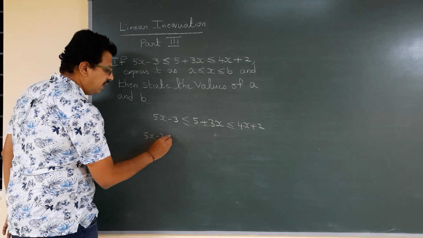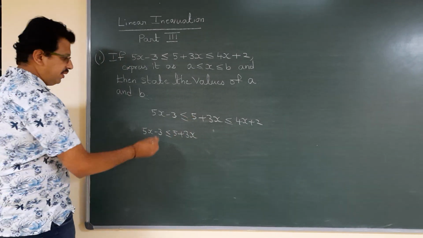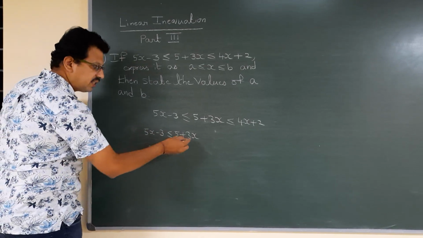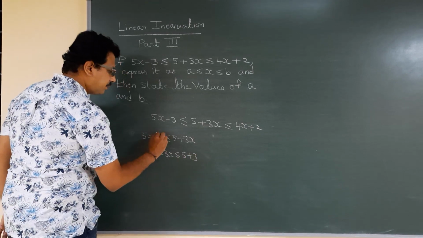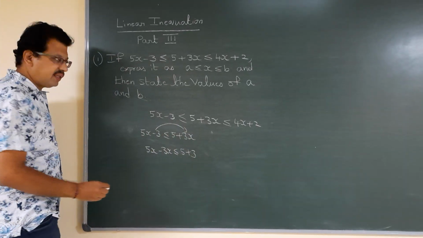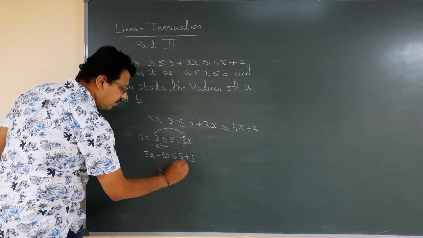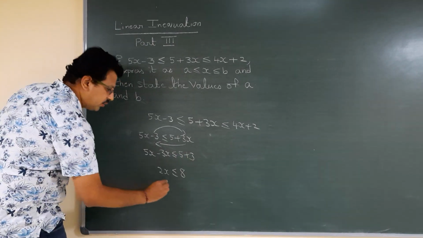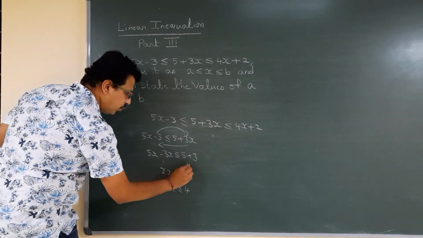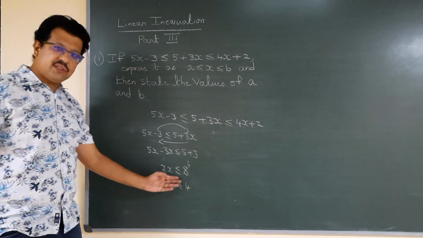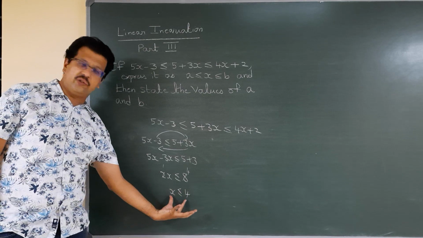5x minus 3 is less than or equal to 5 plus 3x. So let us bring all the variables to one side. Minus 3x on the left, and minus 3 goes to the right hand side, 3x to the left hand side. So it is 2x less than or equal to 5 plus 3, which is 8. So x is less than or equal to 4, because 2 fours are 8. So you get x less than or equal to 4 by taking the first two inequations.